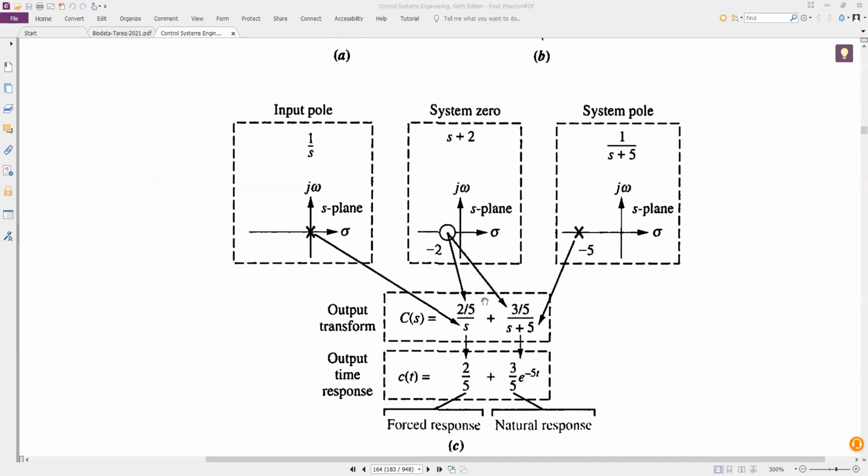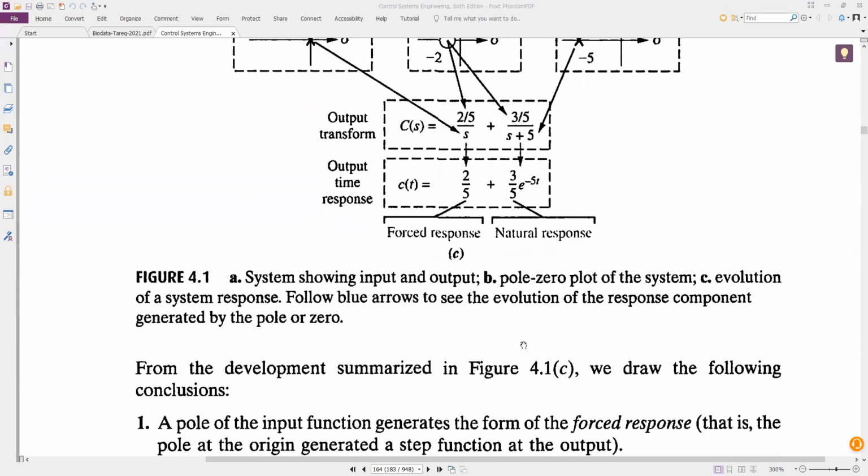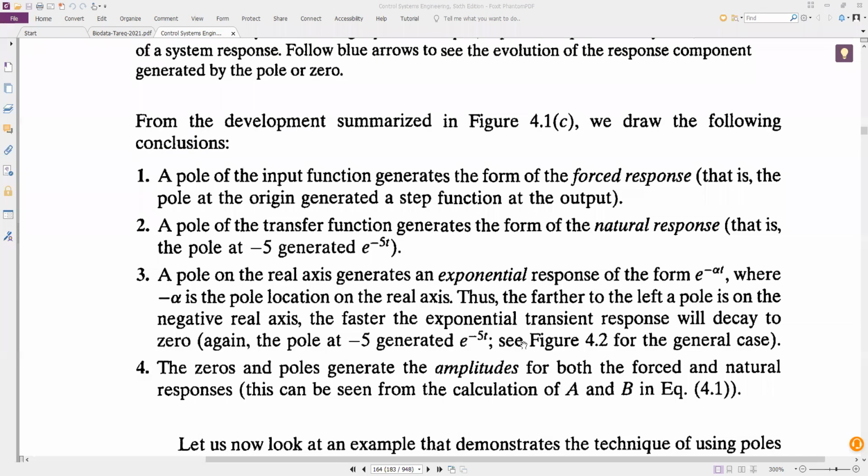Okay, let's see here. That is the system zero. That is the system pole. And that is the input pole, 1 over S. These things are known as the forced response and the natural response.